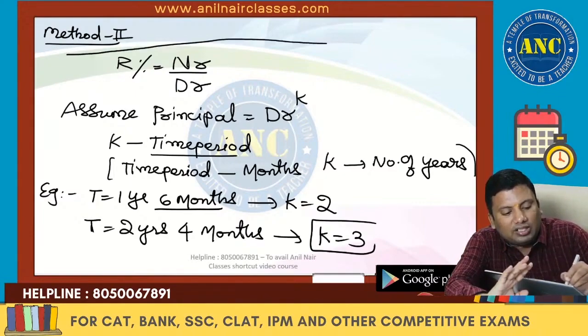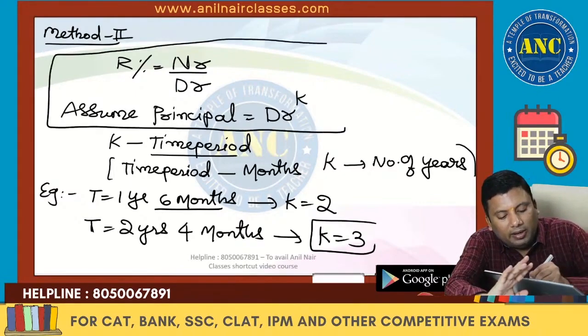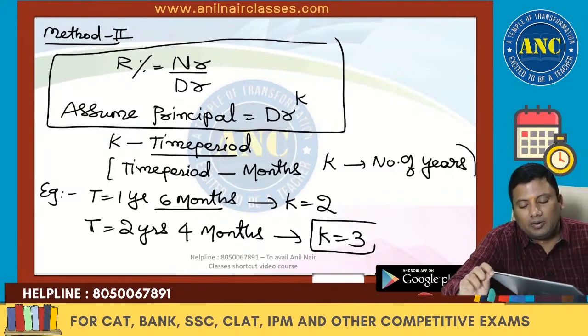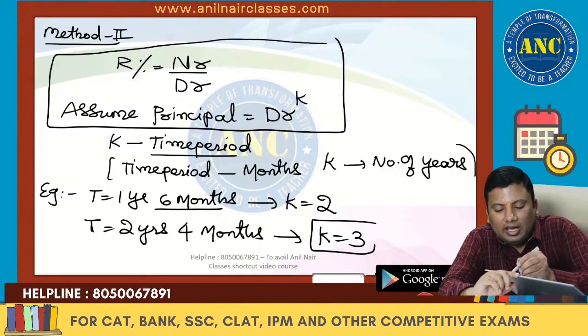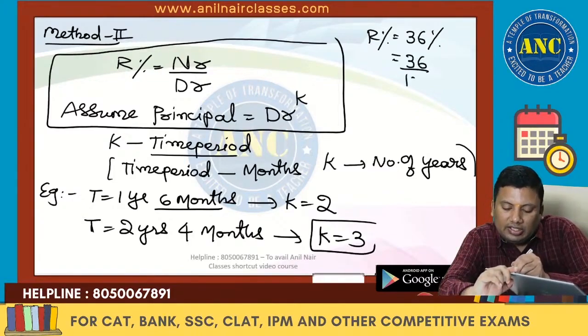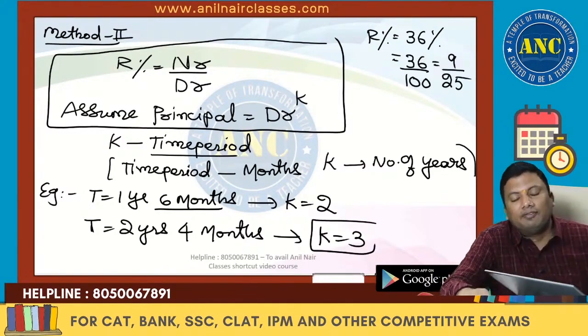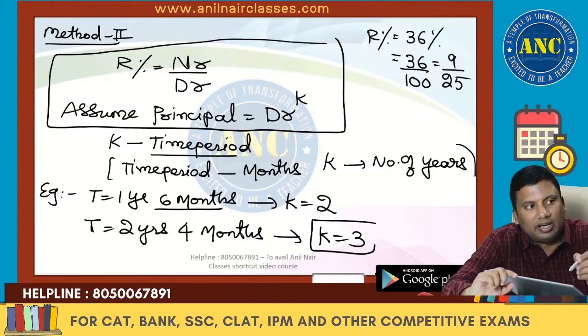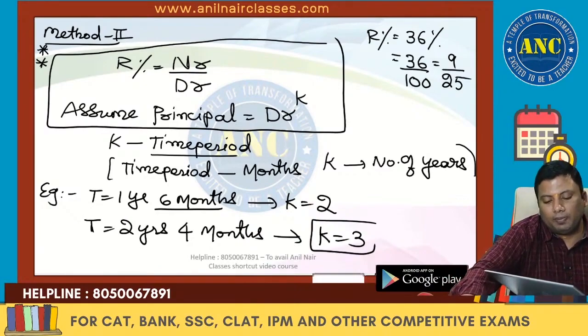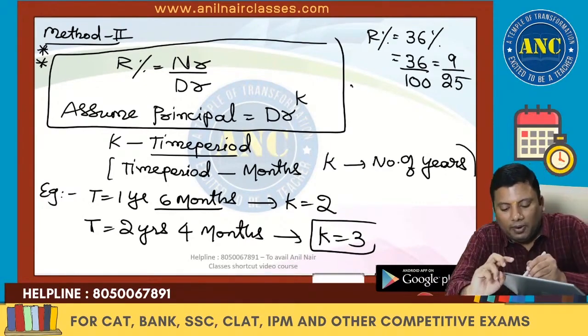If R percentage is numerator by denominator, assume principal equivalent to denominator power k. If R percentage is 36 percent, it is 36 by 100, which is 9 by 25. Every percentage can be converted into a fraction. Assume principal equivalent to denominator power k.